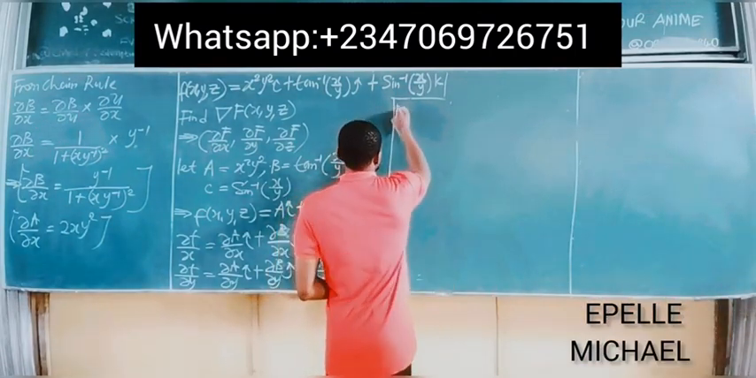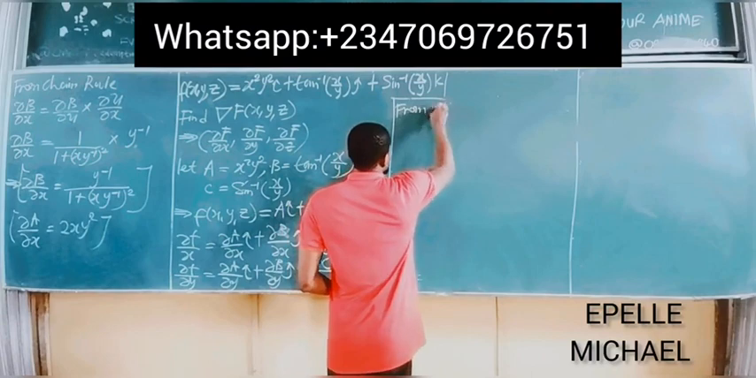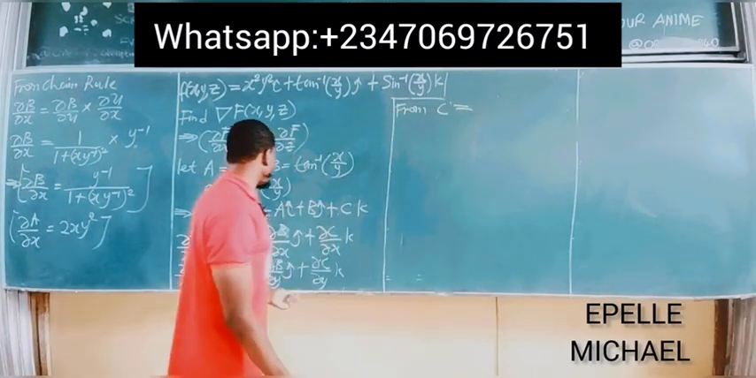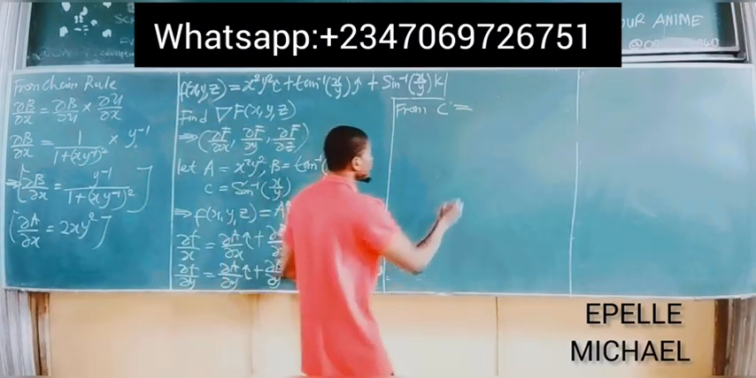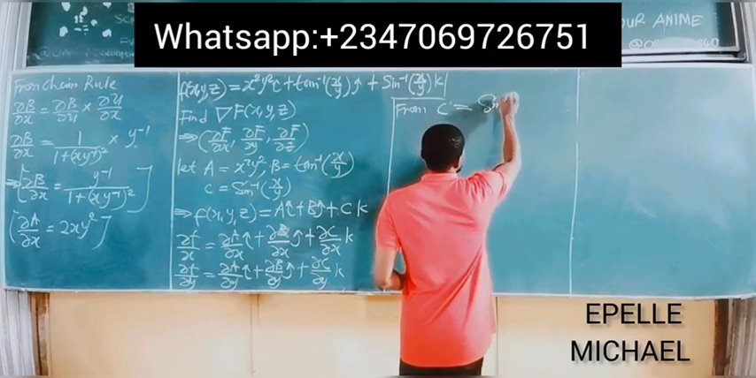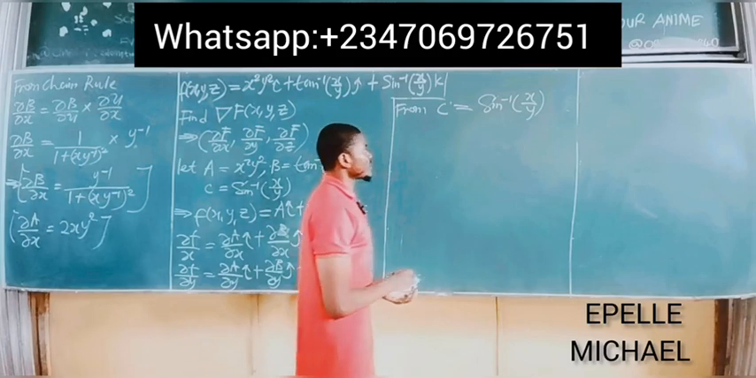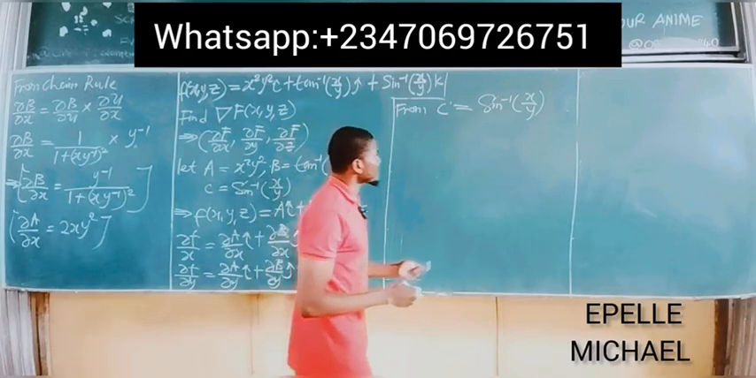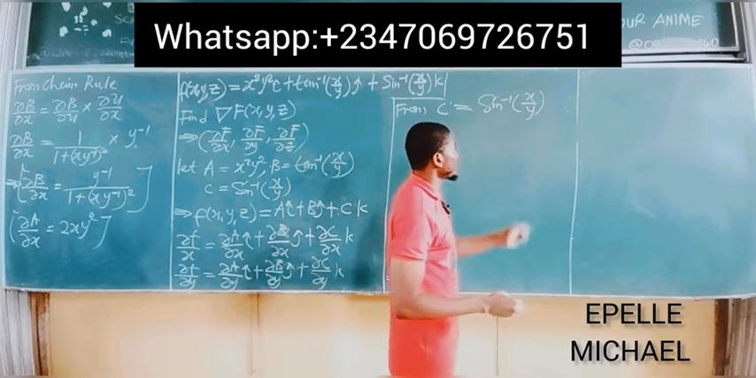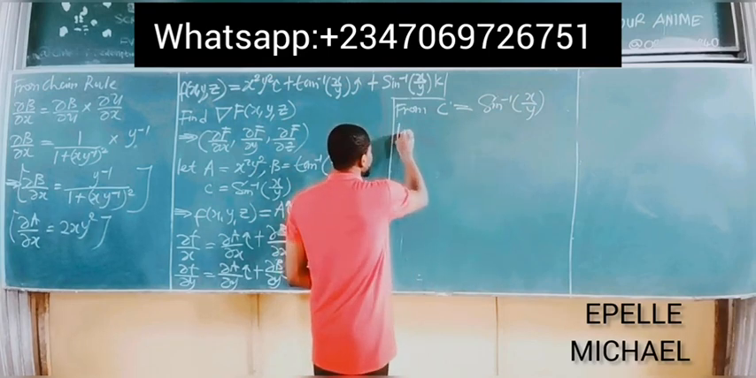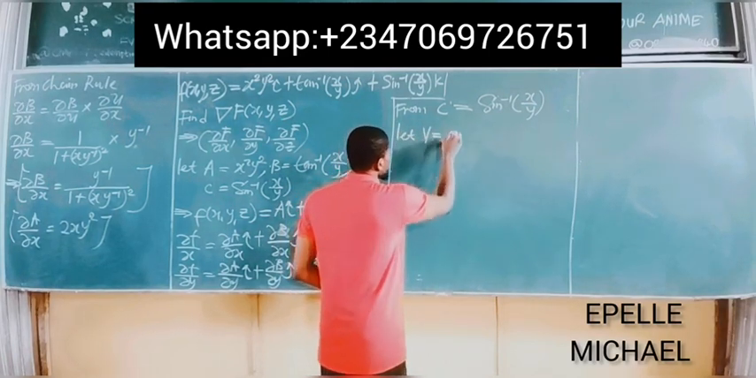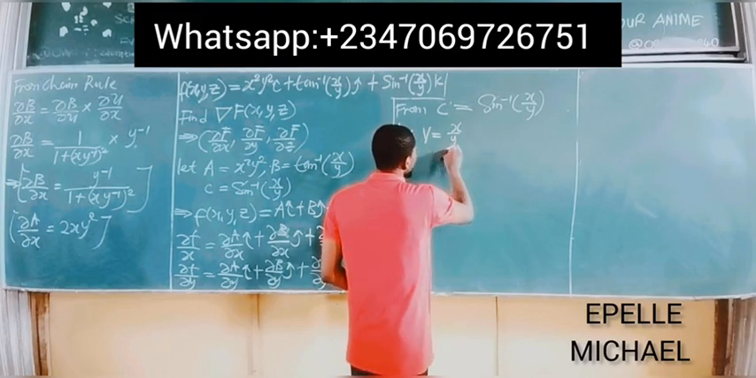All right, so from c equal to, we said let's see the sine inverse of x over y. Sine inverse of x all over y. Same thing, we're still going to apply chain rule. So we simply assign this angle to be a single variable. So we can say let v be equal to x all over y.